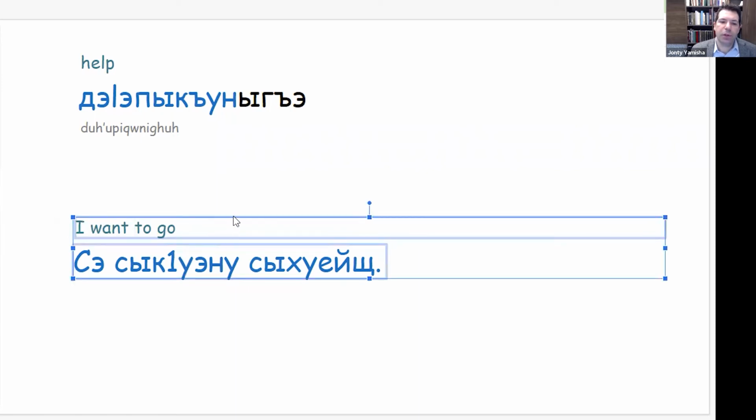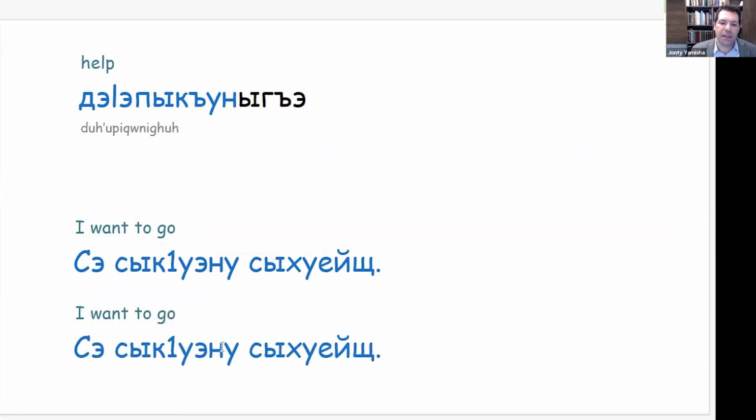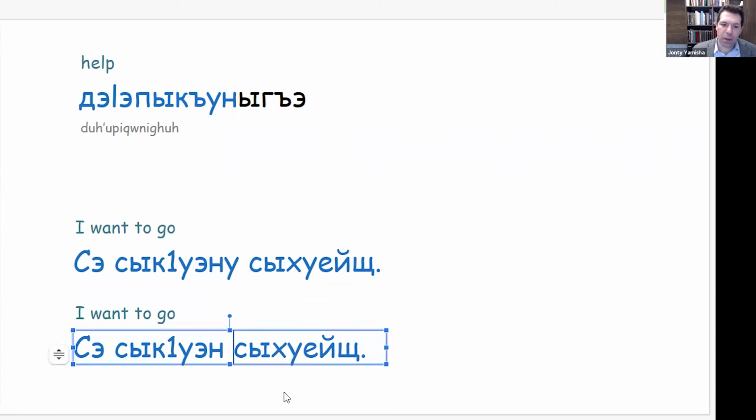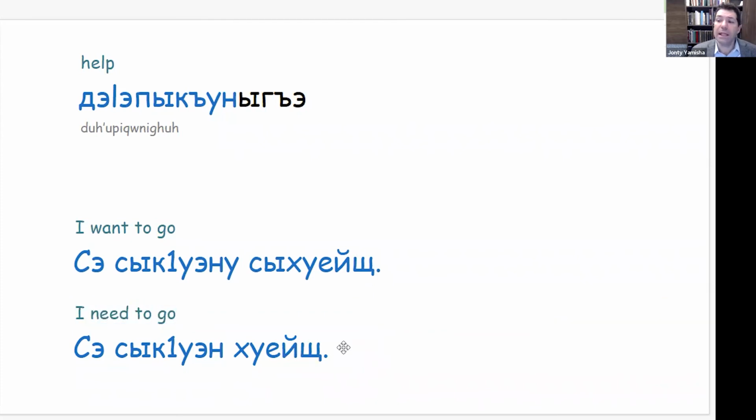So this verb is actually a very interesting verb. What we say is sa sequen huish. I need to go. Sa sequen huish. I need to go. So the difference between this is if I say I want to go, I want to go. If I say I need to go, it's very minor. I can't explain the grammar, but this is the way it works.